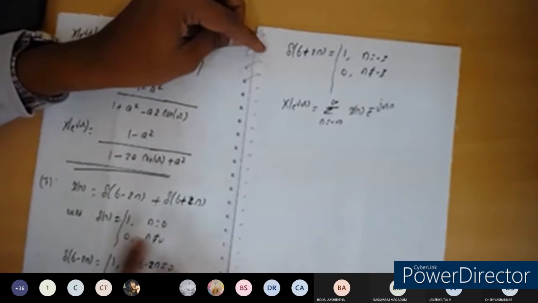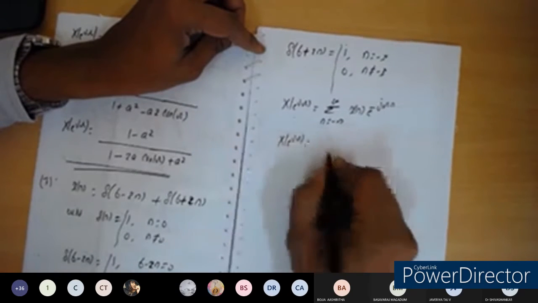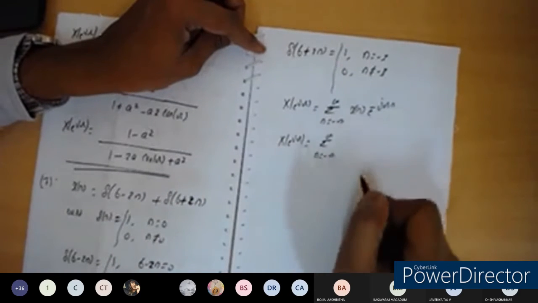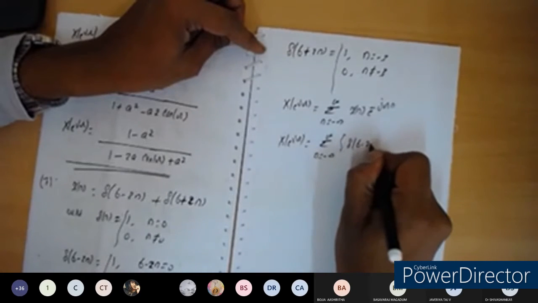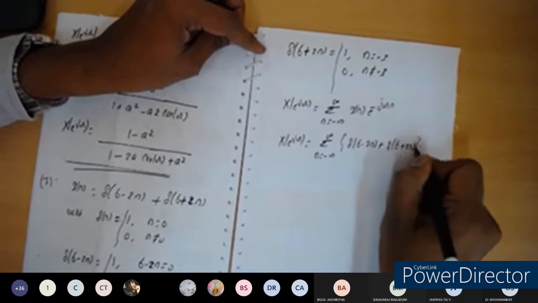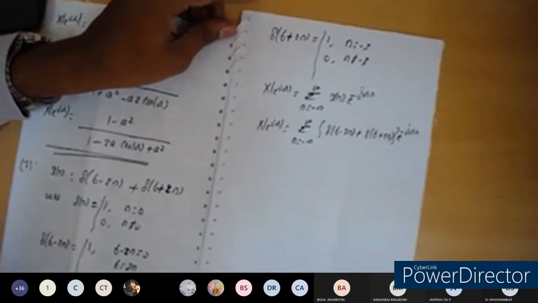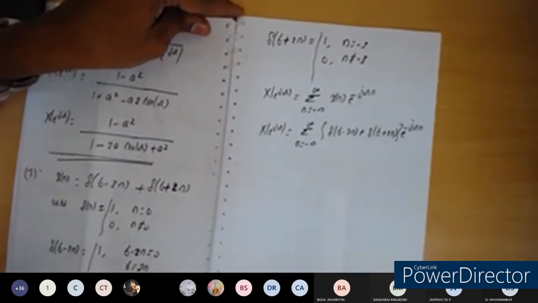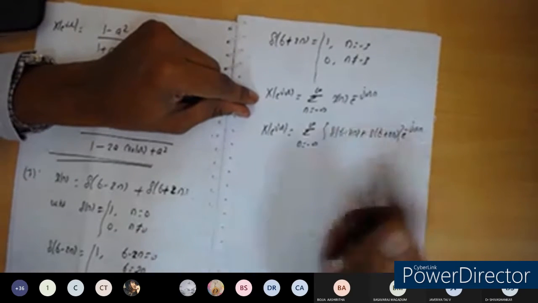Now let us substitute the x of n in the given formula. So X of e to the power of j omega is equal to... First let us substitute here; later we can evaluate the summation part. Here x of n takes the value delta of 6 minus 2n plus delta of 6 plus 2n, and the whole thing is multiplied by e to the power of minus j omega n. So I'm substituting the value of x of n, whichever values are given here.